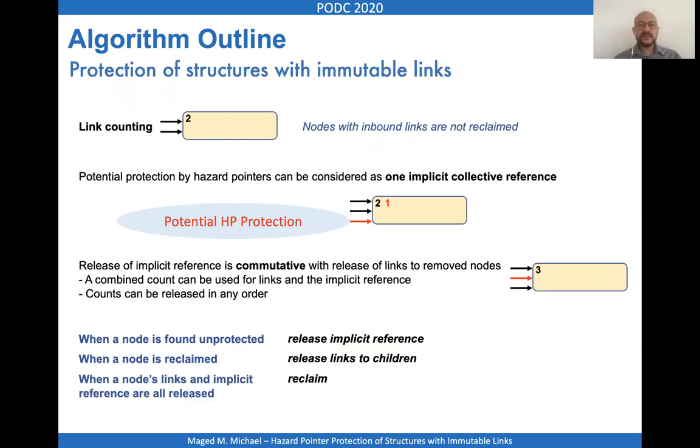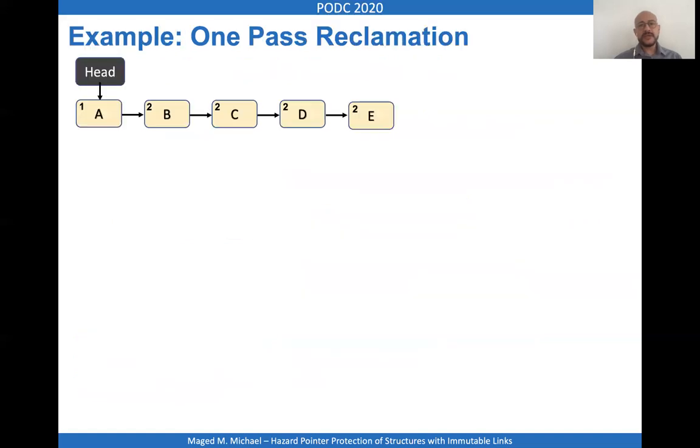So the general rules are: if you find the node unprotected by hazard pointers, then you release its implicit reference. If you reclaim a node, then you release the links to its children. And when a node has all its links and reference released, then you can reclaim it. So let's look at a specific example where we have a long structure, and actually show that we can reclaim it in one pass.